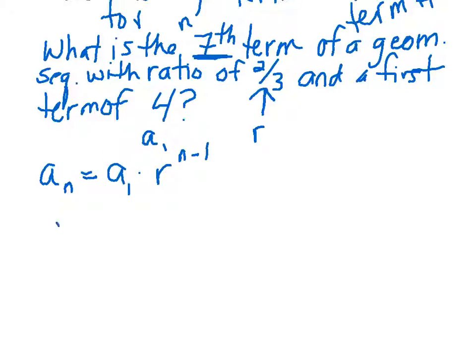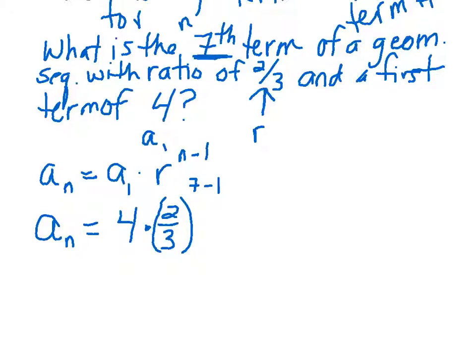Alright, let's plug everything in. A sub n we don't know. A sub 1 we know is 4 times r is 2/3, and we need to raise the 2/3, I'm going to put in parentheses, to the n minus 1, 7 minus 1.